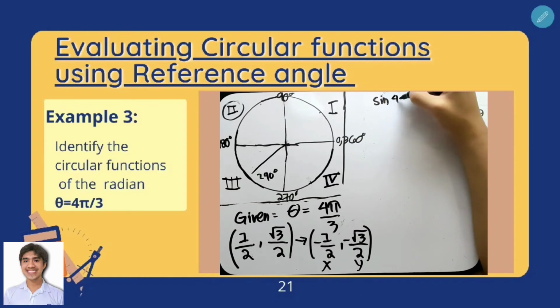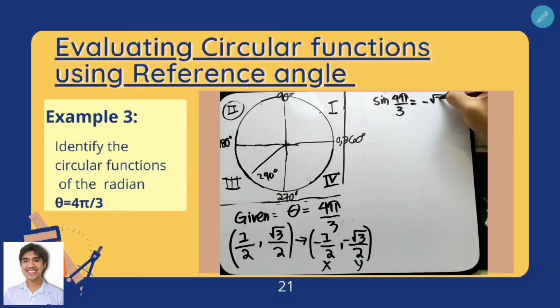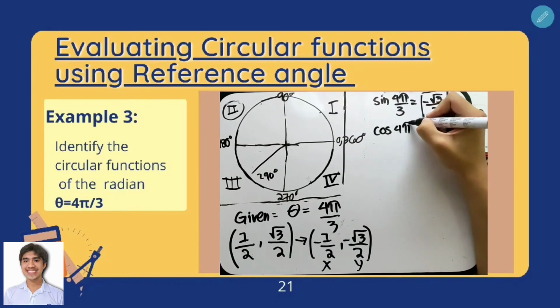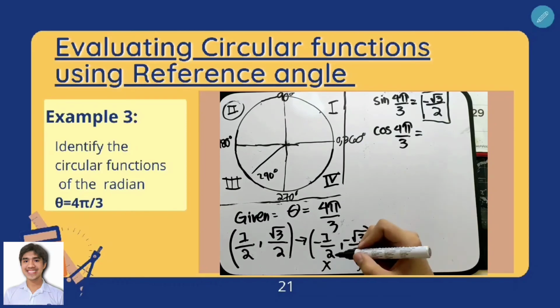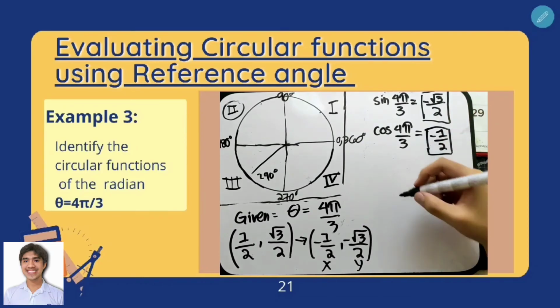Let's begin with sine 4 pi over 3. Our sine is the y-coordinate, so we will have negative square root of 3 over 2. Next, let's find our cosine 4 pi over 3. And that is our x-coordinate, which is negative 1/2.